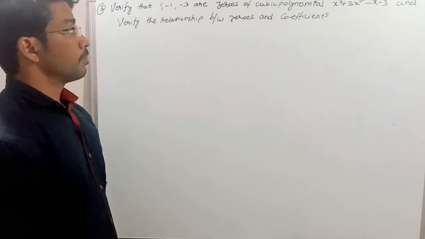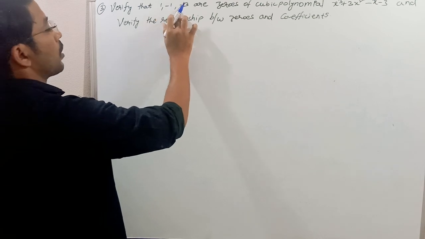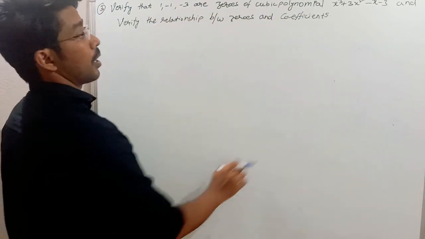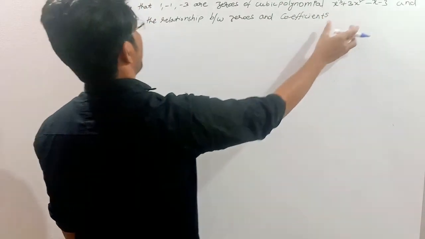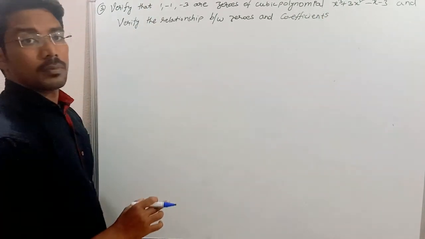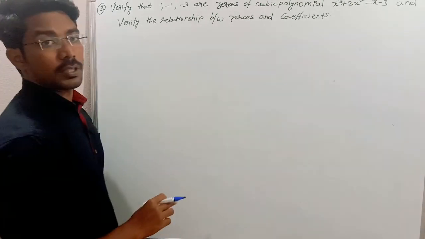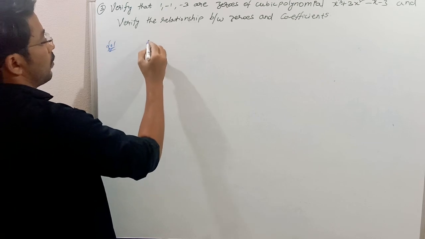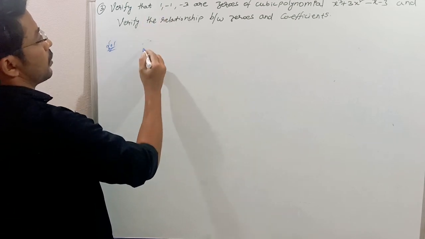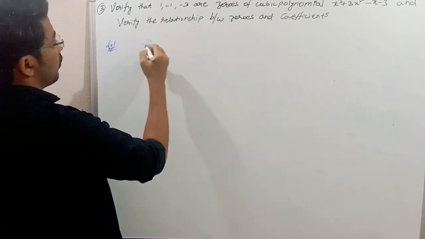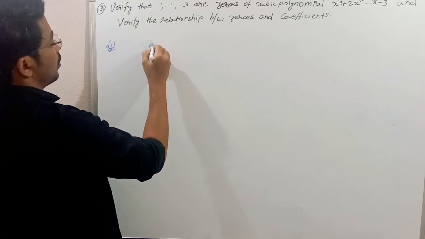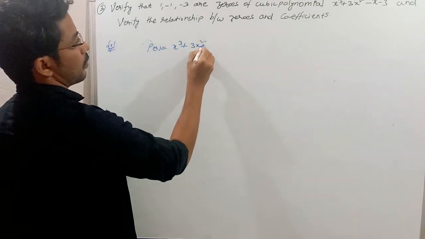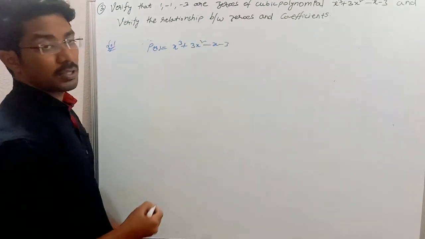Now third problem, verify that 1, minus 1, minus 3 are zeros of the cubic polynomial, and this is the cubic polynomial given, and we have to verify the relationship between zeros and coefficients. Now just like the previous problem, take this as first verification. Before that, the given polynomial is x cube plus 3x square minus x minus 3. So this is the given cubic polynomial.